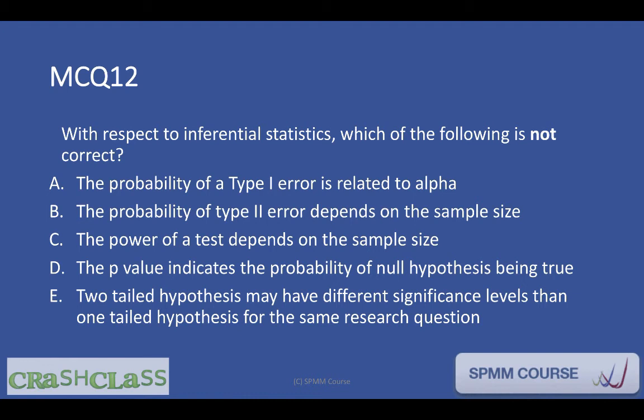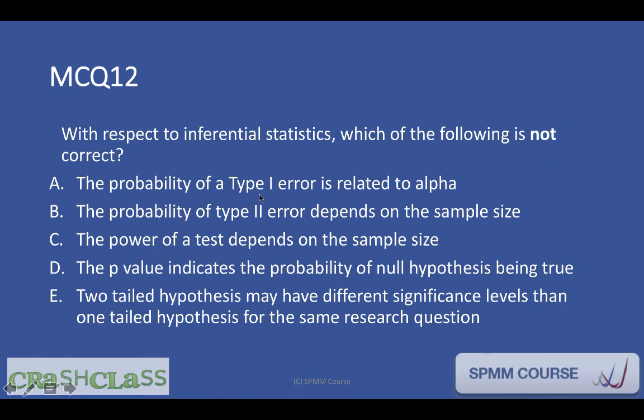The probability of type 2 error depends on the sample size. The power of a test depends on the sample size. The p-value indicates the probability of null hypothesis being true. Two-tailed hypothesis may have a different significance levels than one-tailed hypothesis for the same research question. So they're asking for a statement that is not correct.